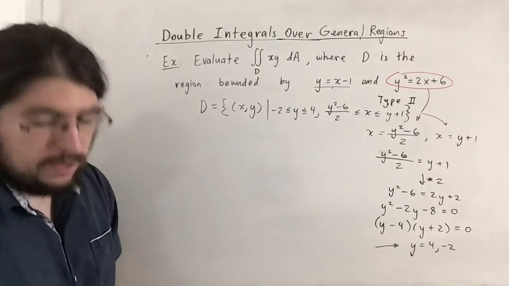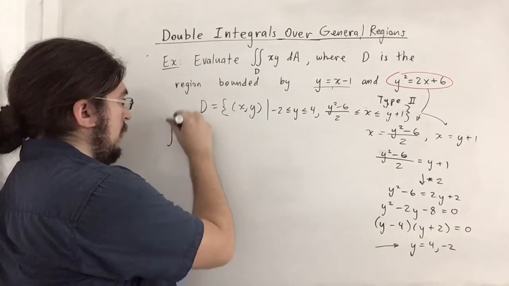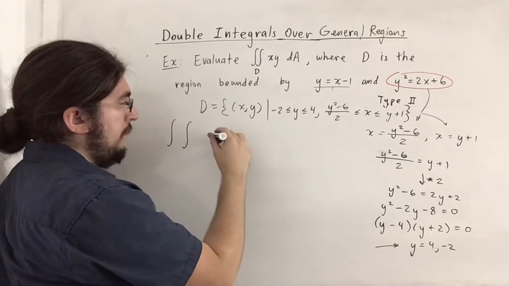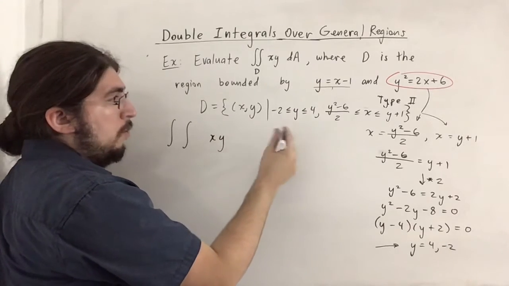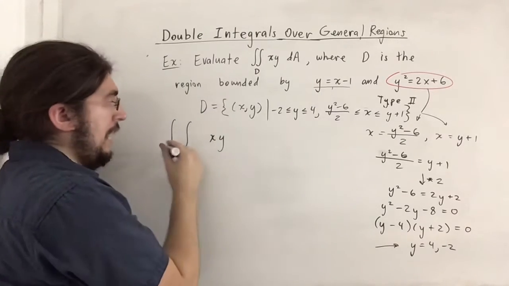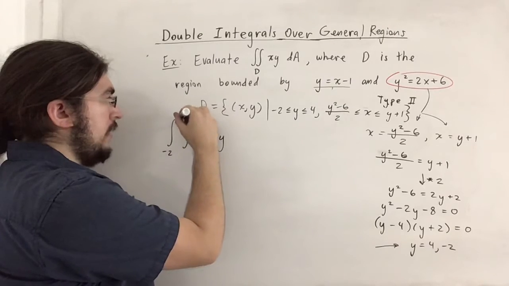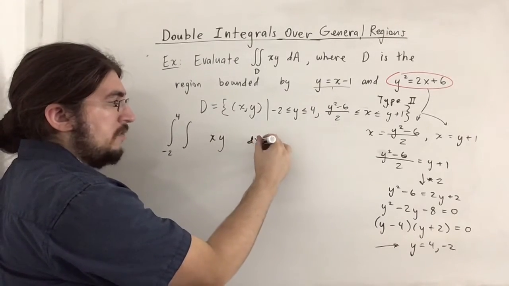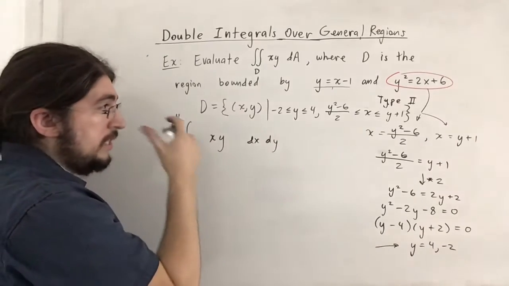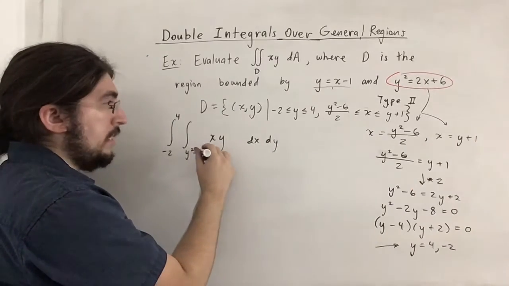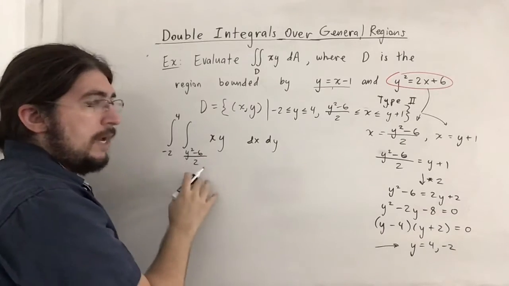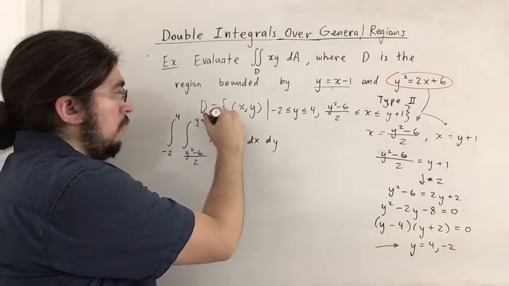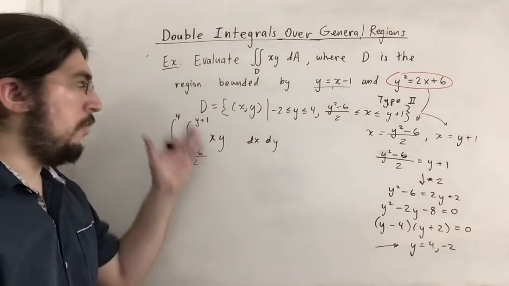So we have a double integral of this function, xy. We know that we want our constants to be last, so our constant limits are negative 2 and 4 for y, so that's going to be dy. That means we need to do dx first. The limits for x, these functions in y: y squared minus 6 over 2 for the lower limit, and y plus 1 for the upper limit.